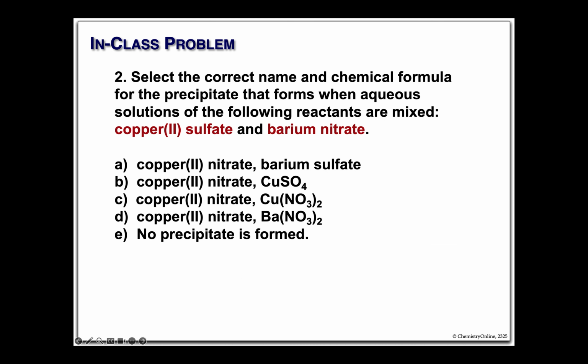Number 2. We are doing a double replacement reaction here, taking copper 2 sulfate and barium nitrate. Mixing them together, we want to know what we get. Remember, in a double replacement reaction, all you're going to do is swap ions. You don't do redox, you just swap ions. So copper will pair with nitrate, barium will pair with sulfate.